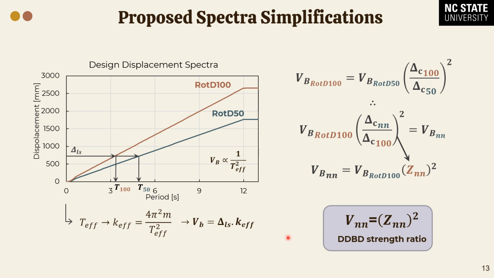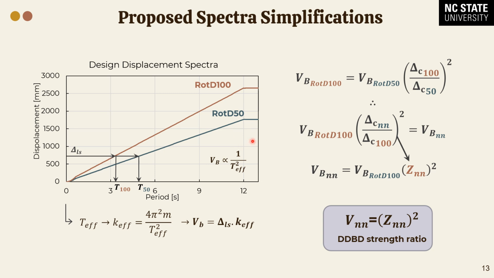So how we're connecting this to the DDBD method. In the DDBD method, we enter our displacement spectra with a target design displacement or limit state displacement, and we identify our corresponding period. You can see here that from that period, we calculate our effective stiffness, and then we calculate our design base shear with that limit state displacement and corresponding stiffness. By similar triangles, given a linear displacement spectra, we can see that the base shear is directly proportional to the inverse of the square of the effective period.